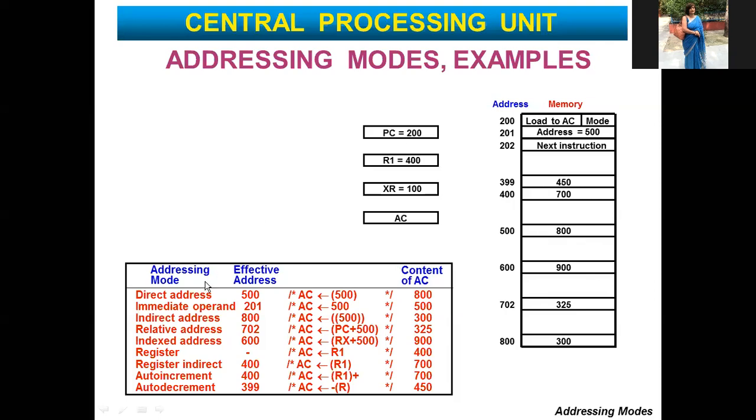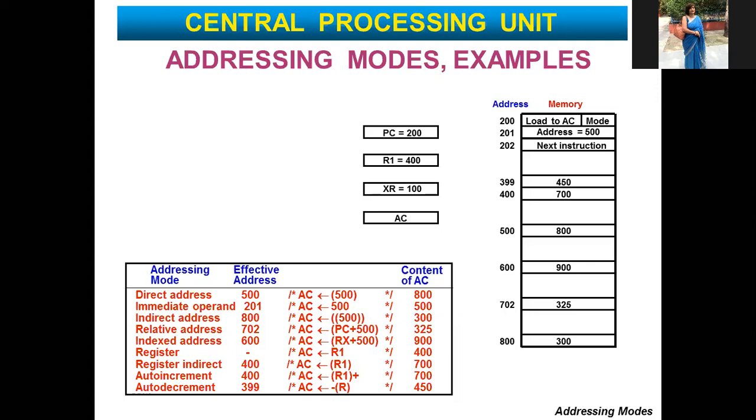In case the instruction is direct address, what will be the effective address? The value of effective address will be 500, and for the content of AC, you need to go to 500 and the value is coming out as 800. So value of content of AC will be 800. So this is the answer of your effective address as well as content of AC, in case we are talking about the very first addressing mode, that is your direct address.